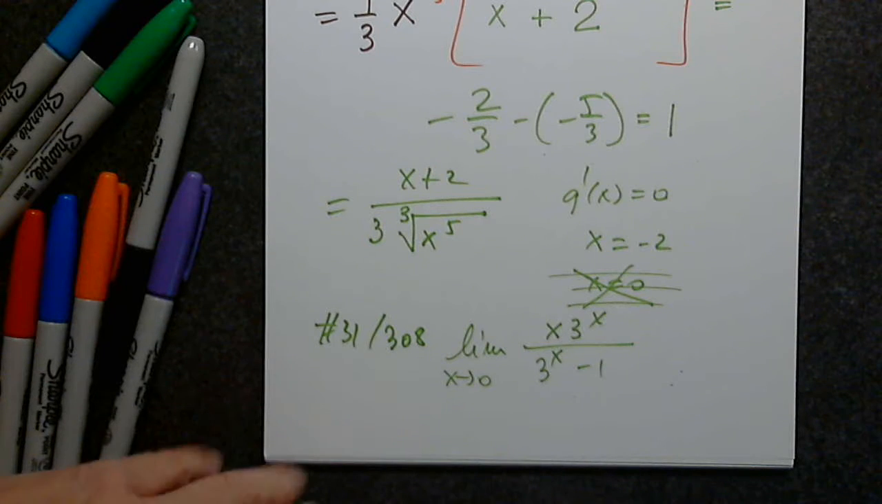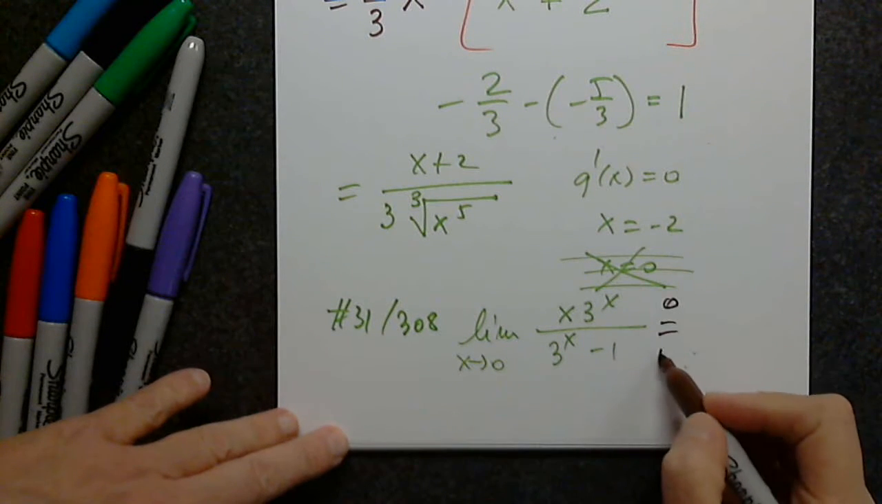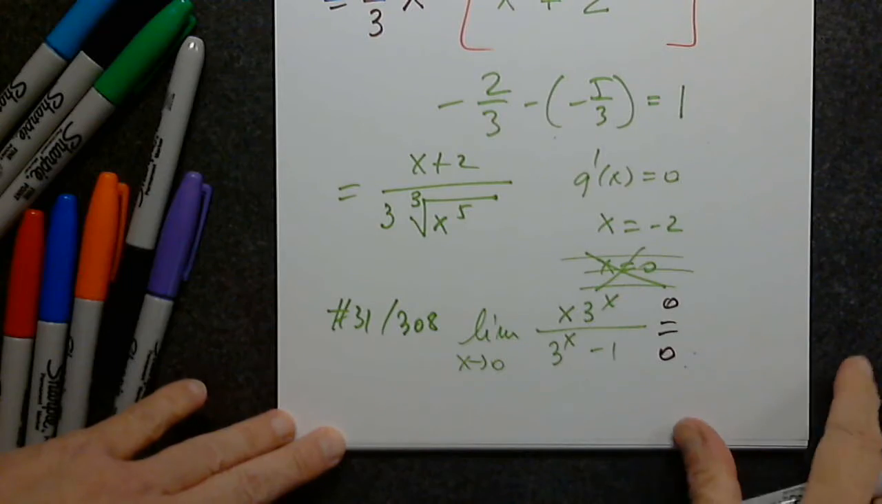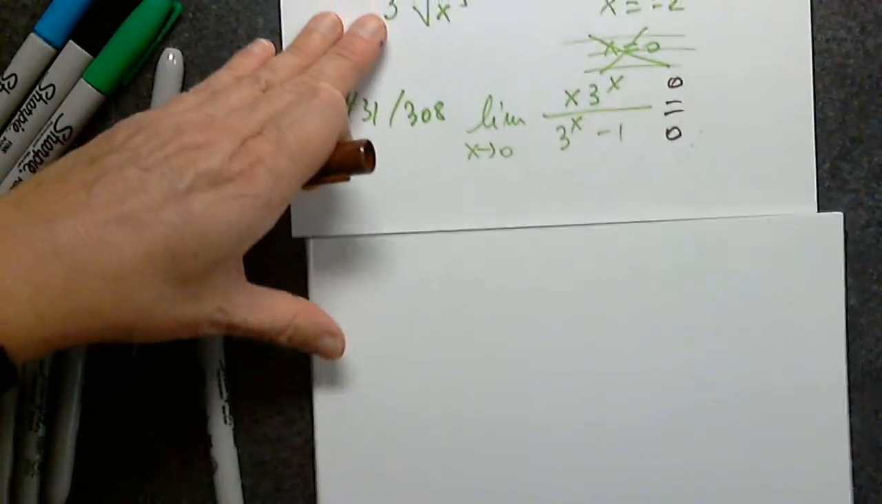So the first thing I have to do is just plug it in. And I'm always hoping for 0 over 0. The most difficult situations are powers, right? 1 to infinity, 0 to 0, or infinity to 0. Those are the most difficult ones. Ratios are nice. So it happens that this is 0 over 0. But I have to be very careful because the numerator is a product.